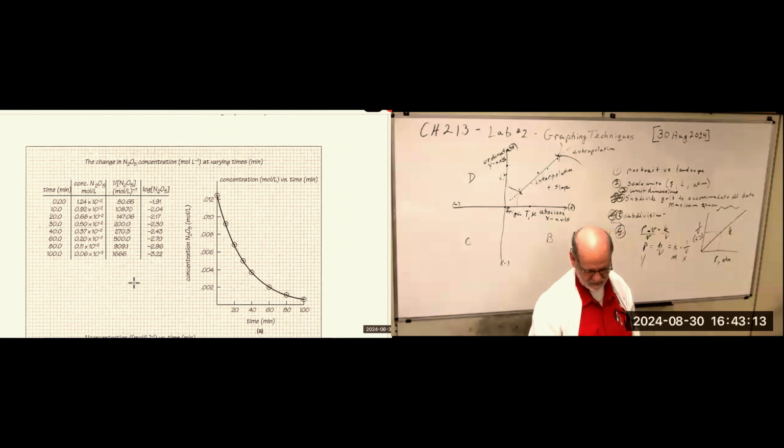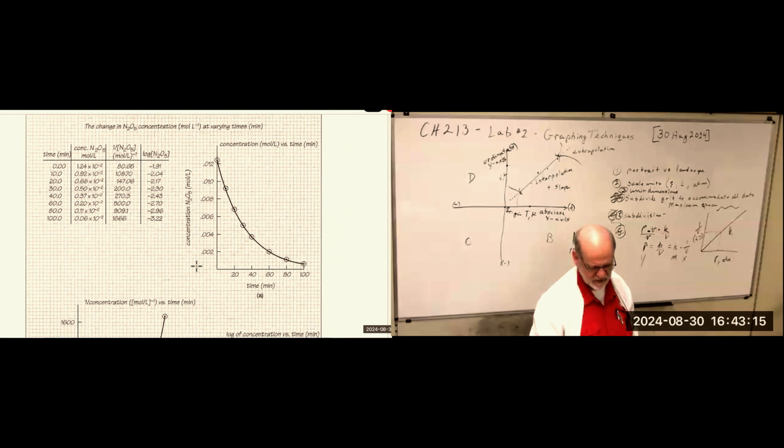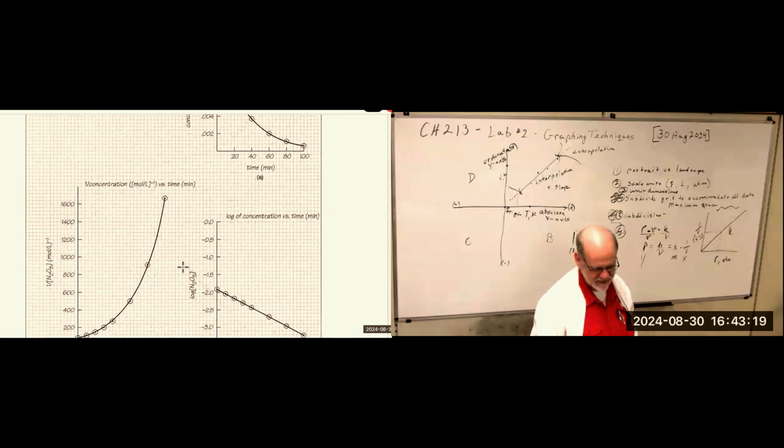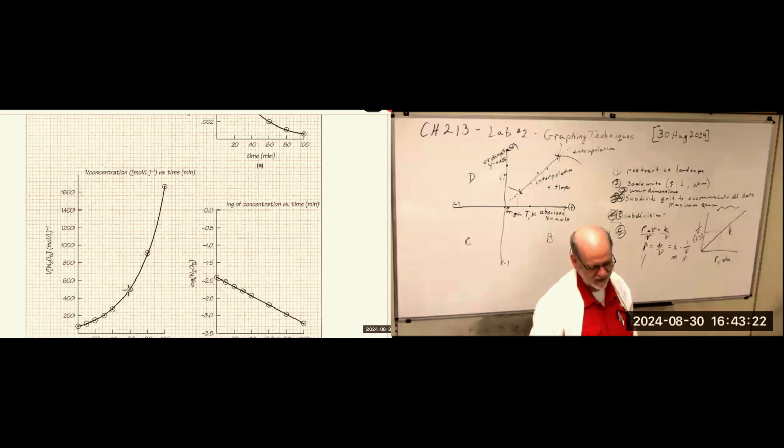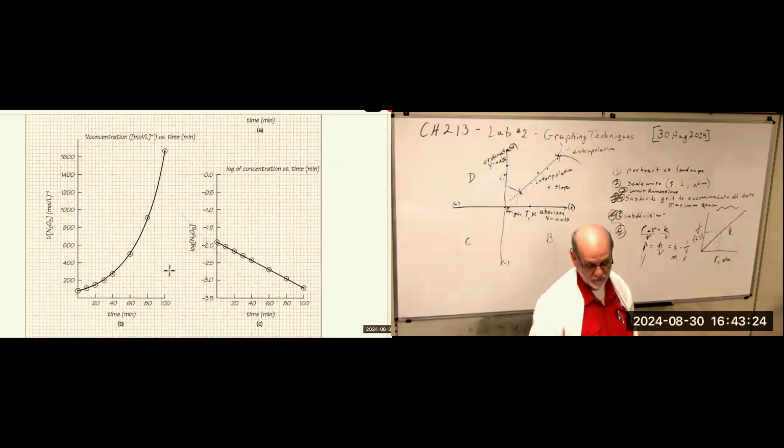All right. And there are other possibilities here. This has a curve. And if we try to take the inverse of it, it doesn't give us a straight line. But if we take the common log of the value, we get a straight line.